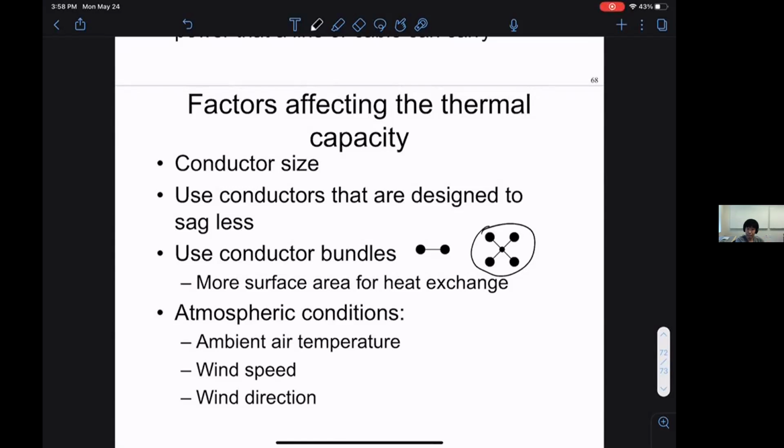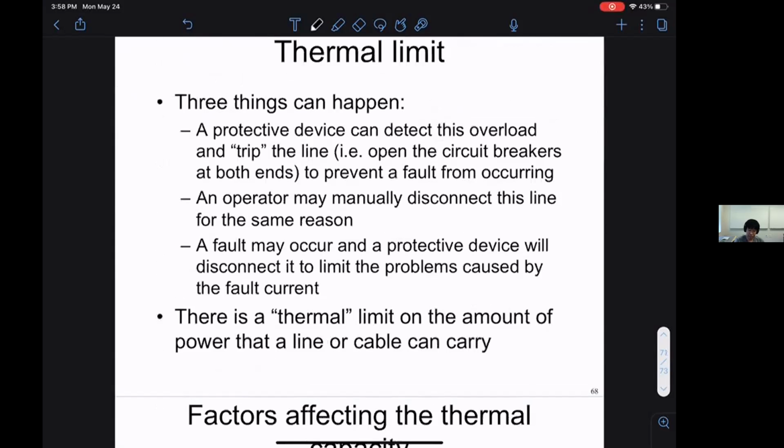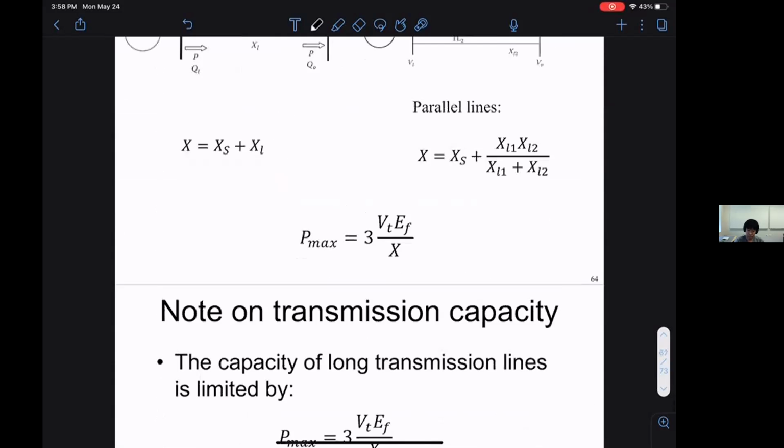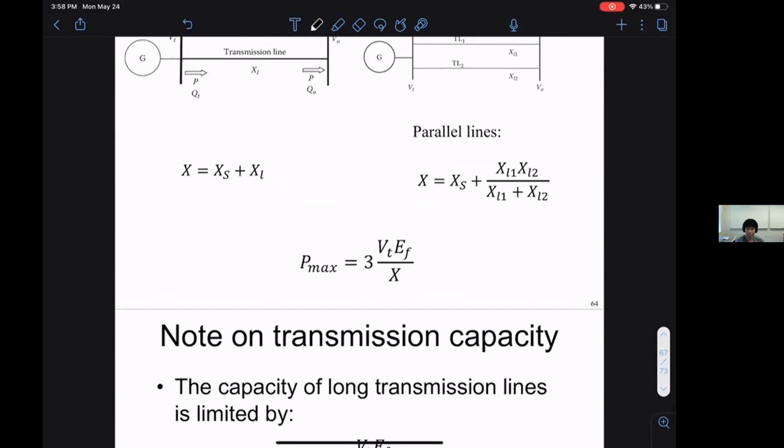Any questions on this? What is the reactance part called again? Synchronous reactance. So this is the X_s we have here. Synchronous reactance. Yeah.